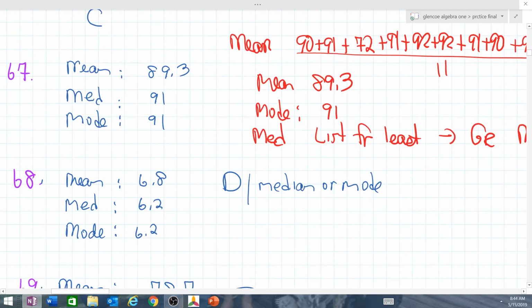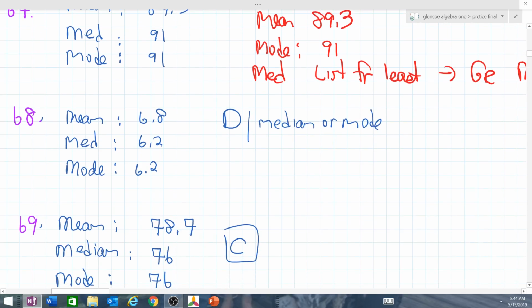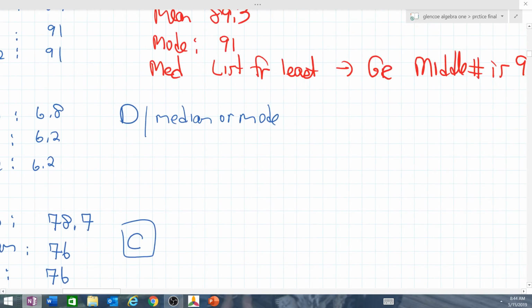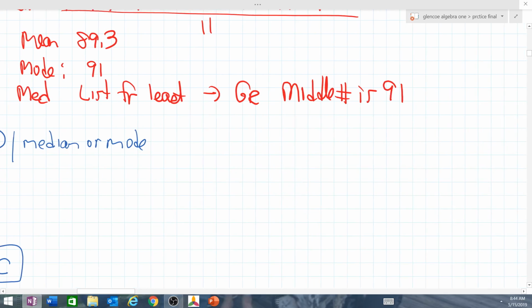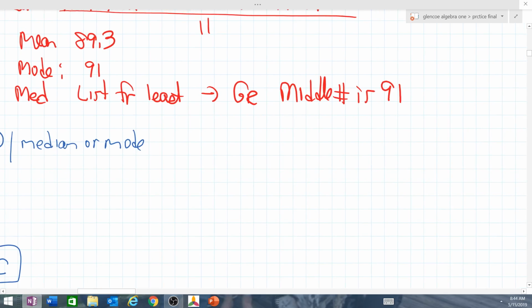Number 68. Find the mean, median, and mode for the data set. Round to the nearest tenth if necessary. Okay, so let me just go ahead and try to put these in order. Can someone help me on 68? Does somebody already have them in order for me? Because that'll help me out. Anybody have 68 in order? Hello? 5.7. Is it in order for me? It's already in order. Okay, so it was in order for you.